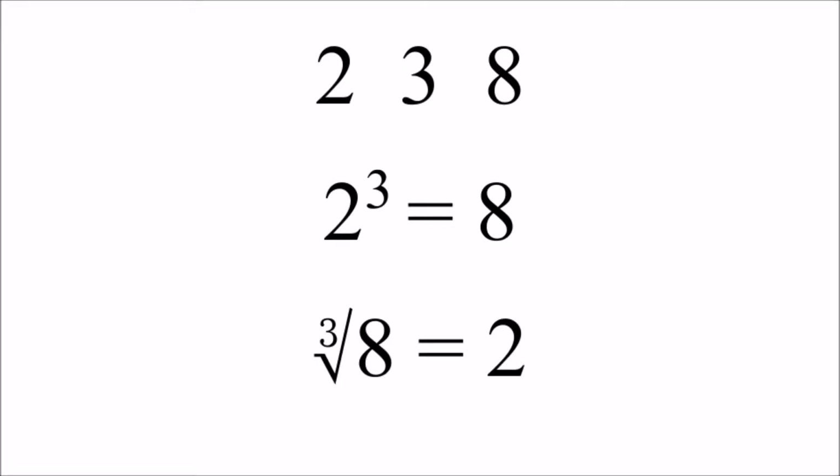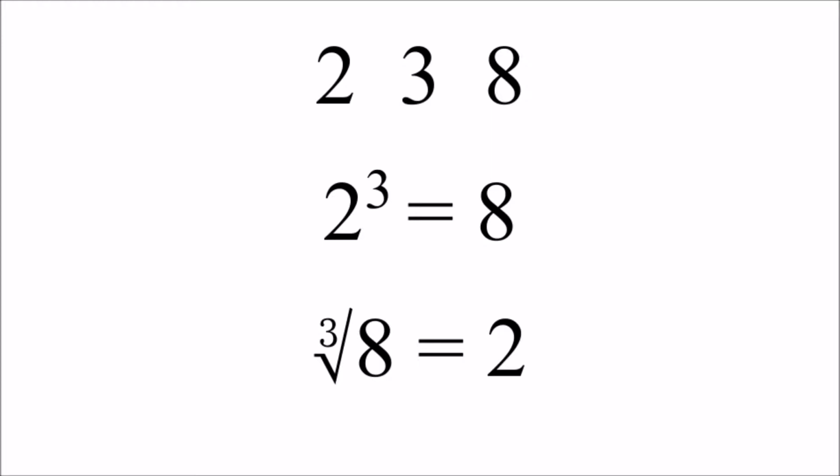I want you to take the numbers 2, 3, and 8. If you raise 2 to the power of 3, you get 8. And the cubic root of 8, that is the number that, when cubed, is 8, is 2. Therefore, we can assume that these numbers are connected, like Pythagorean triples. If we have 2 and 3, we can get 8. And if we have 8 and 3, we can get 2.